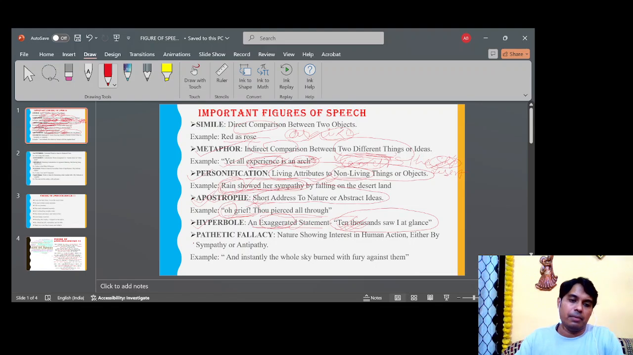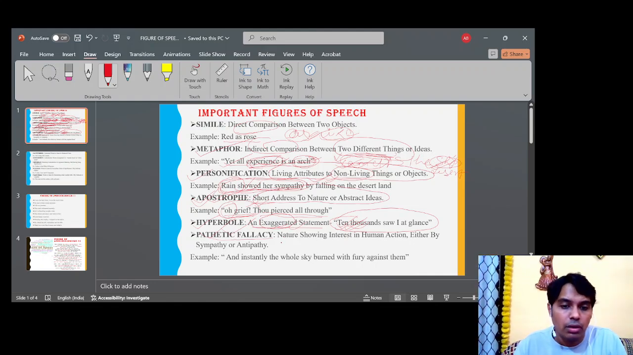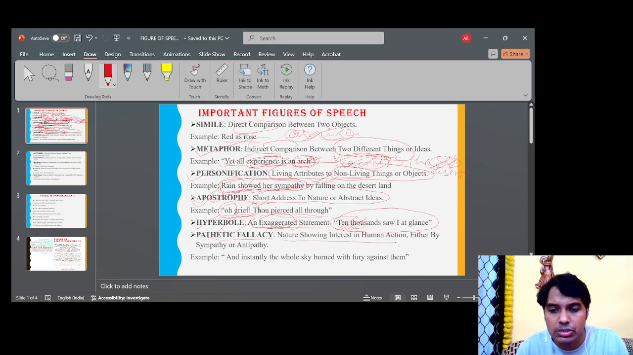Now the next figure of speech we have is pathetic fallacy. There is a difference between personification and pathetic fallacy that we have to be very cautious of and also keep in mind. Pathetic fallacy is nature showing interest in human action.